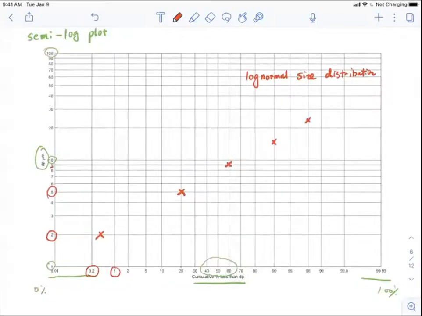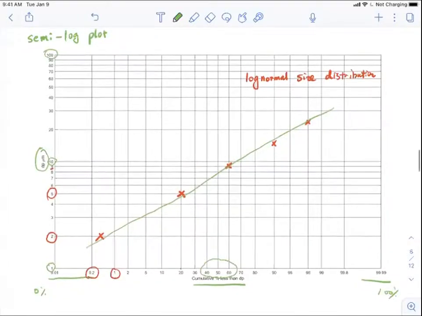Okay, so now if you look at all of these data points, they actually follow a straight line, okay? So basically, this is how this semilog plot is useful. It can tell you whether a size distribution does or does not follow a log normal size distribution. For example, if we happen to have a distribution that looks like this, then we know that it's not going to follow a log normal distribution, okay?